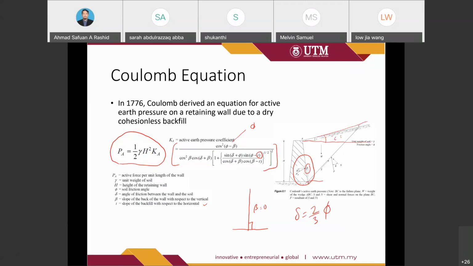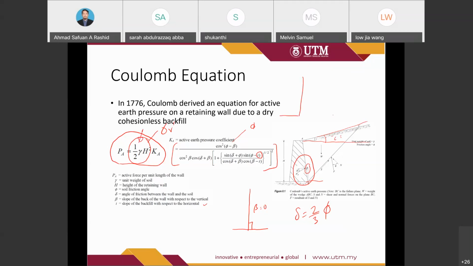The rest is the H value, the height of the retaining structure. Gamma is the unit weight of the soil. Then we can calculate what will be the Pa. Actually, this part refers to the effective vertical stress. I will show you how this equation is obtained.